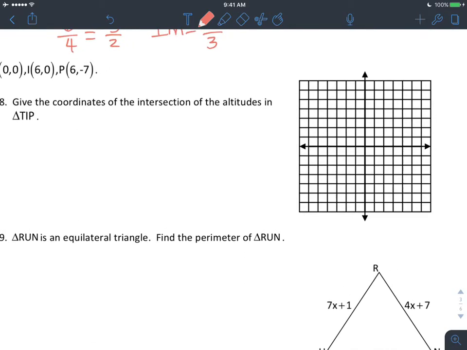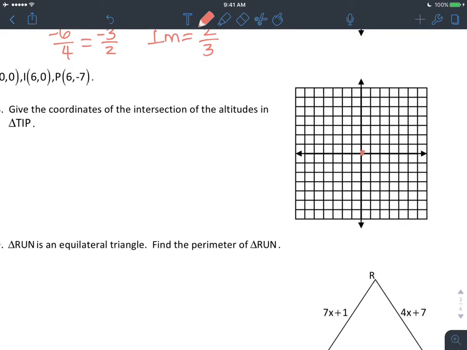All right, we should have all talked about this one in class. We have (0, 0), (6, 0), and (6, -7). The intersection of our altitudes is at the right angle, so it's going to be at (6, 0).